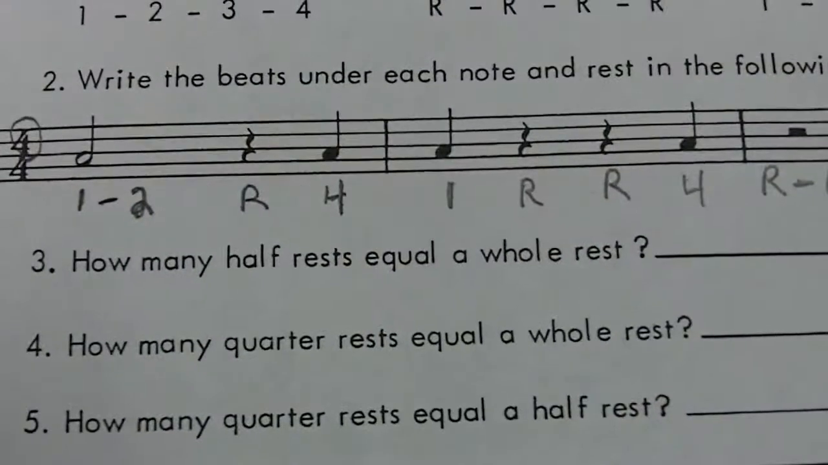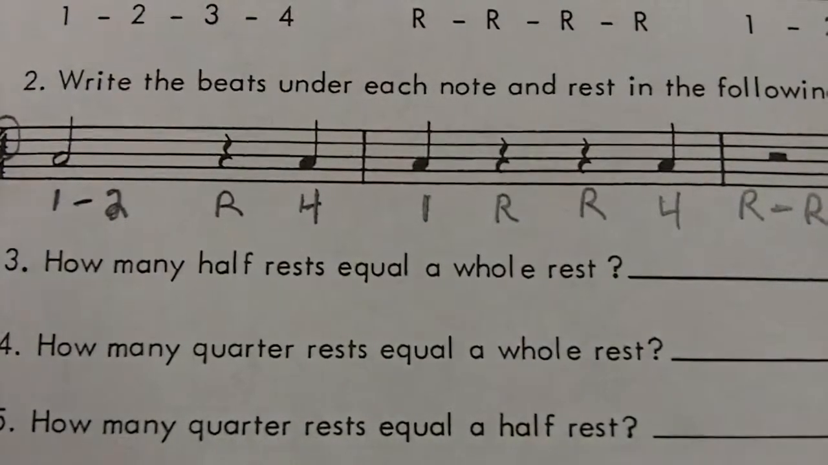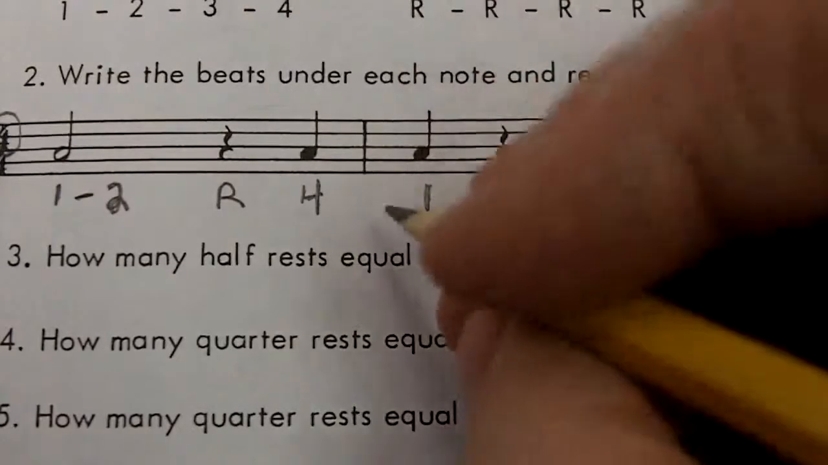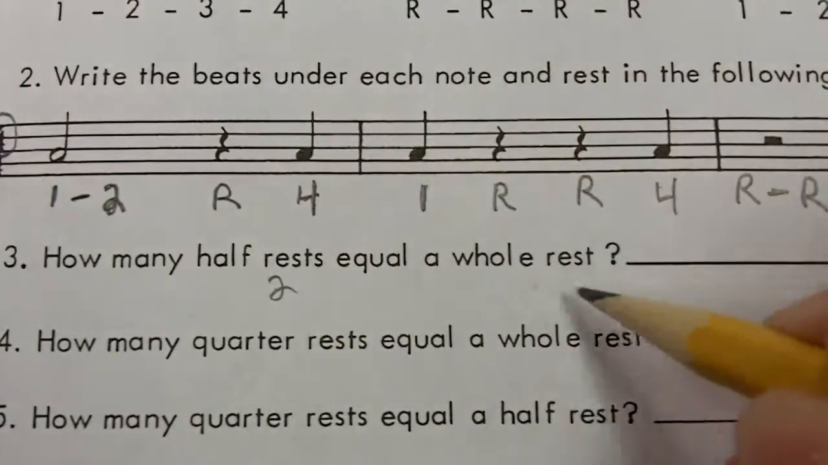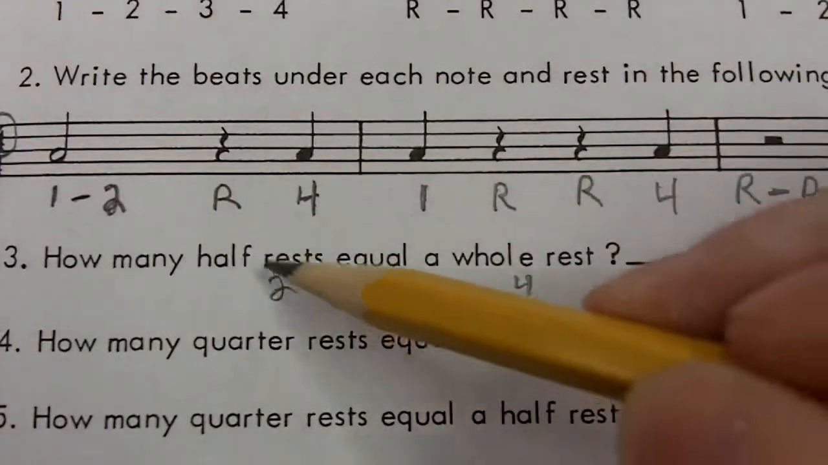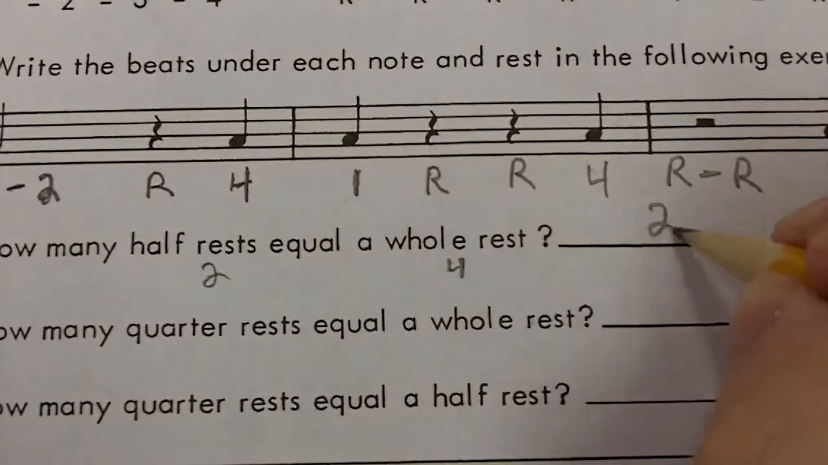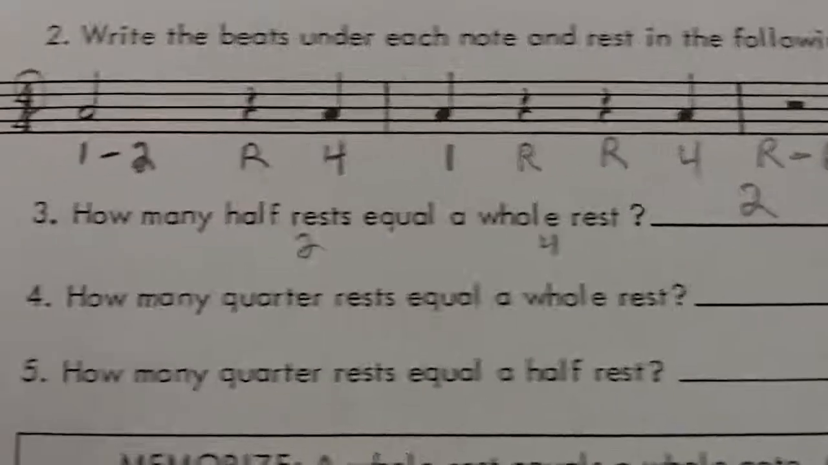Number 3. How many half rests equal a whole rest? So think about that. How many beats is a half rest worth? We can say 2. And then how many beats is a whole rest? So now the question becomes, how many 2s equal a 4? Well, then you say a 2.